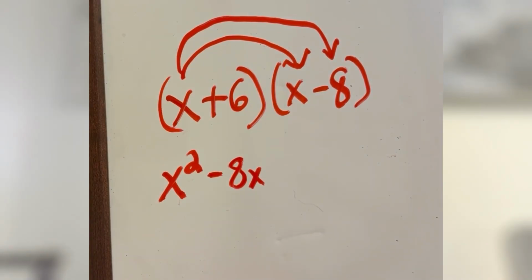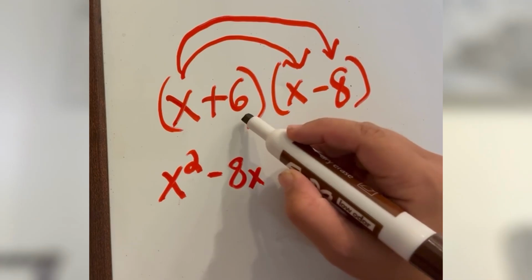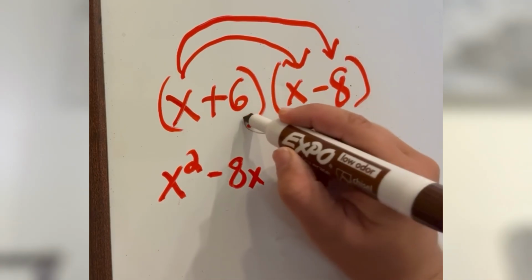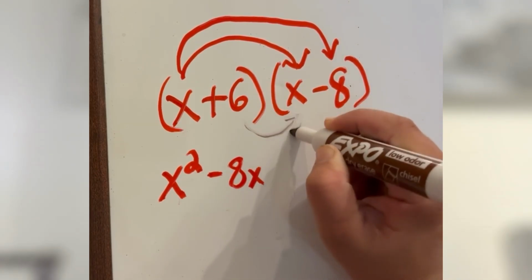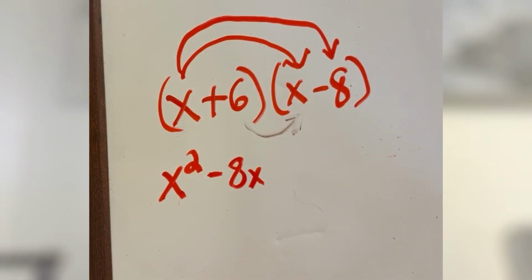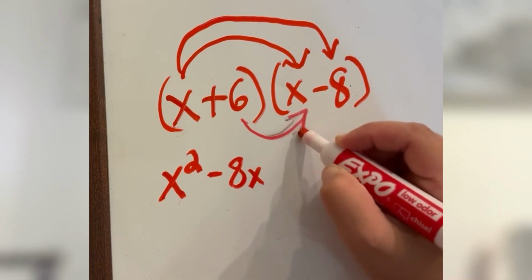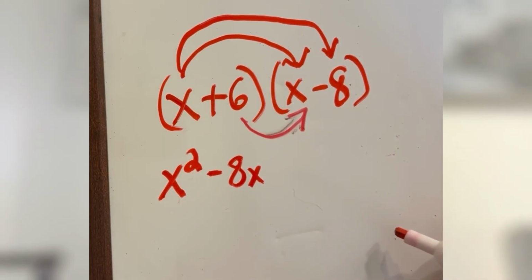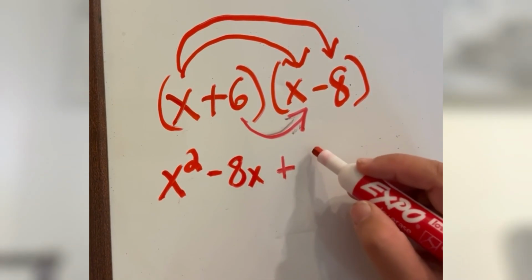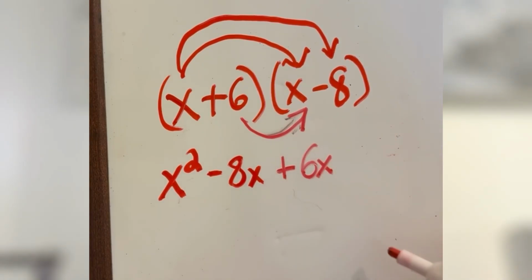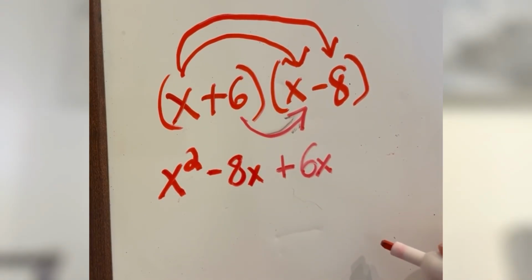Now, we used our x and we multiplied it by x and by negative 8. So we're going to do the same thing with 6. This time we're going to have plus 6 times x. Again, any number that we see, we need to carry along the sign. So in this case, we're going to have plus 6x. So we're going to write that down.